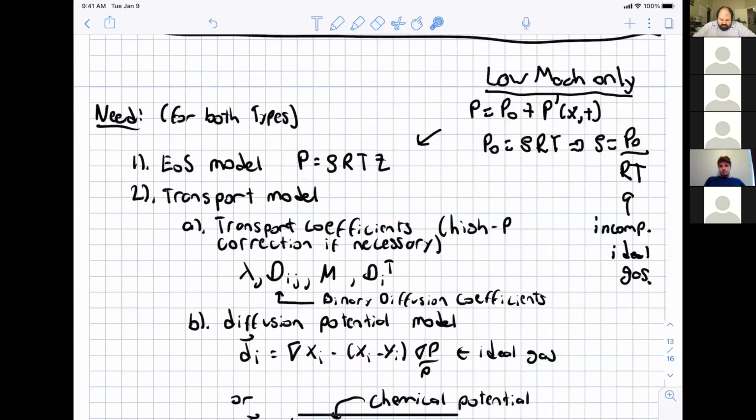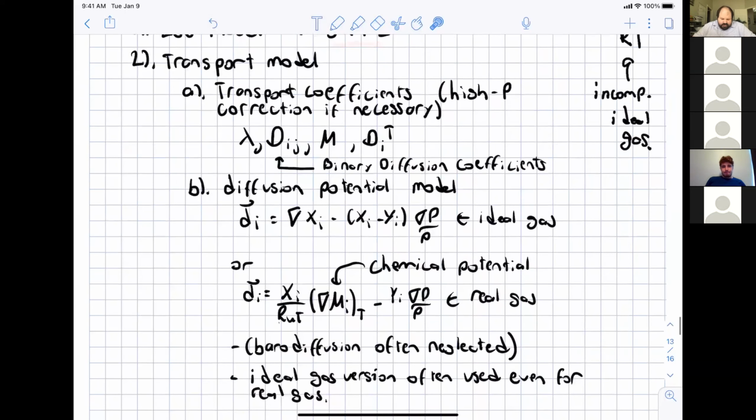And so we have spent quite a bit of time going over those. You need a transport model. So you need to pick an appropriate model for your thermal conductivities, your binary diffusion coefficients, the viscosity, and if needed, the thermal diffusion coefficients. I didn't go over those, but if you need them, you can definitely look them up.